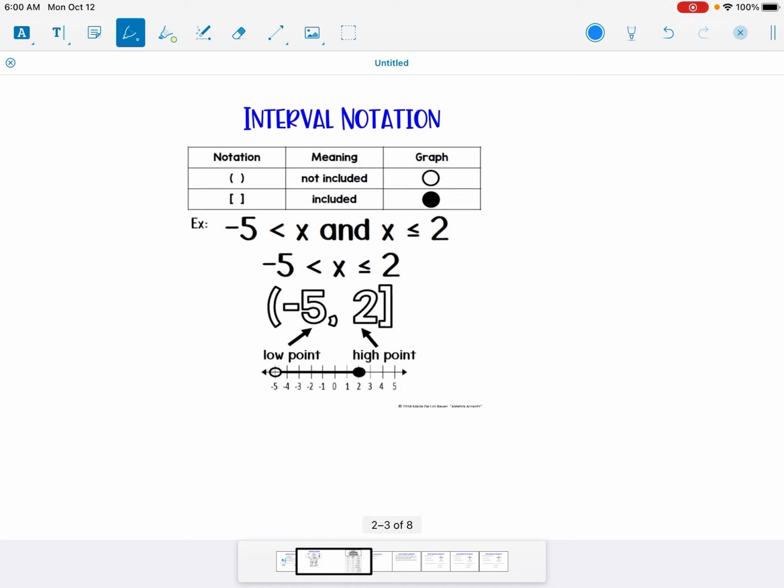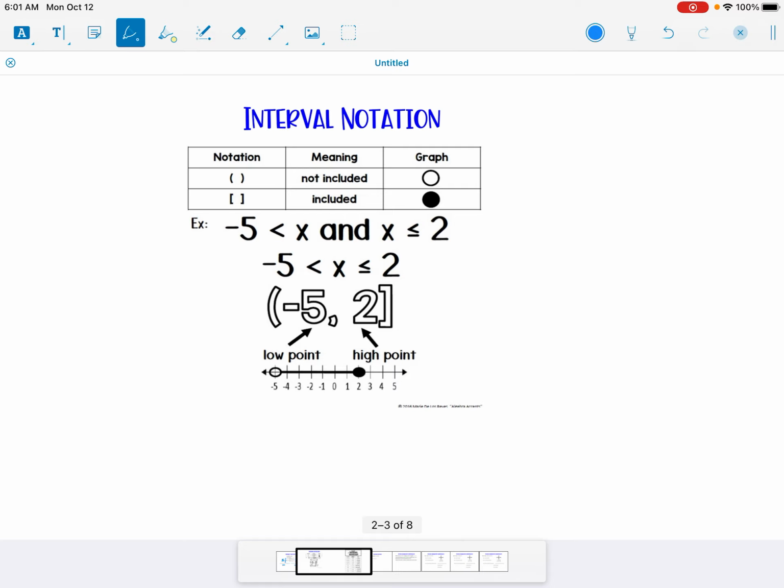Okay, so then that brings us to our new topic, which is how to write something, instead of using a greater than or less than symbol, in something called interval notation. And again, this will relate to open and closed circles on a number line, or the greater than and greater than or equal to symbols. So the inequality symbol and the number line graph will relate to this notation.